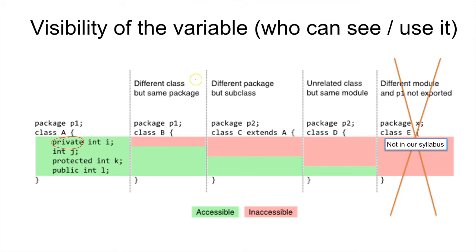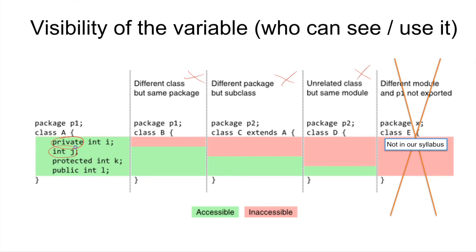So again, none of these other things. A different class in the same package can't access it. A different package, but a subclass of that package can't access it either. An unrelated class within the same module, which is a new thing in the new version of Java, can't access it. So the only thing that can access it is that individual class.